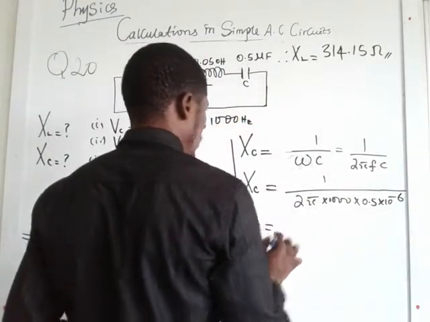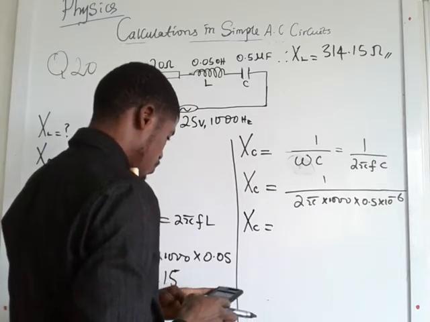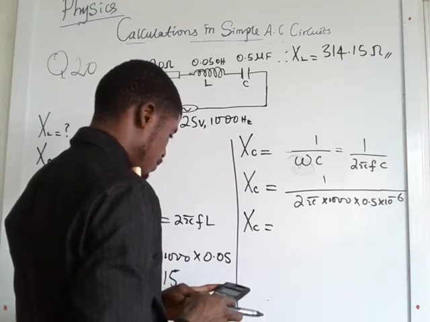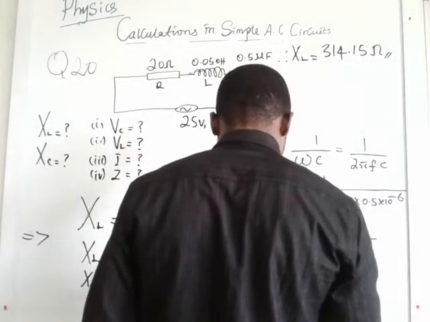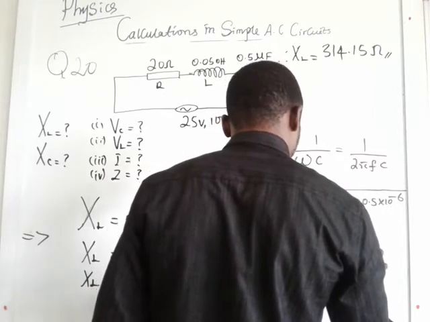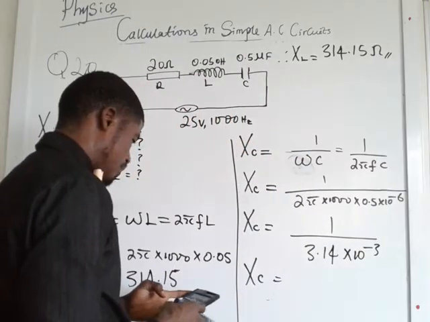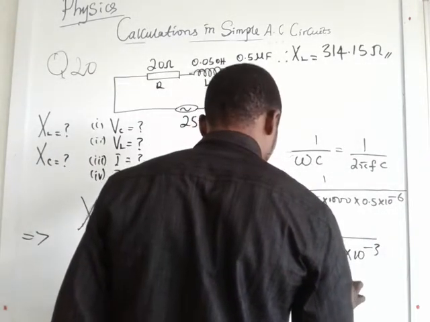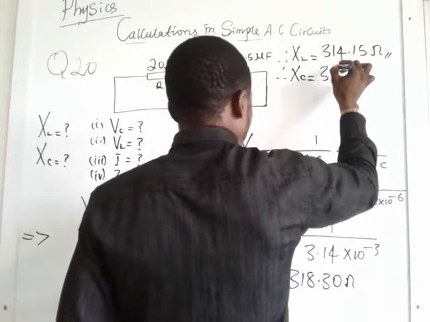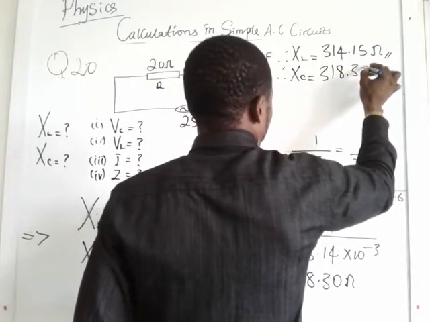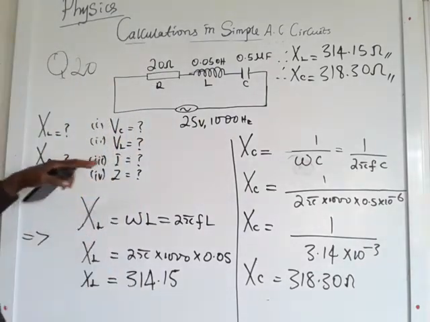So our XC is equal to 1 over 2 pi times 1,000 times 0.5 exponential -6. You do that, you're having 1 over 3.14 exponential -3. So XC, 1 divided by that answer, is 318.3 ohm. So we can take it up here. Our XC is equal to 318.30 ohm. So we can clean this to find our Z.